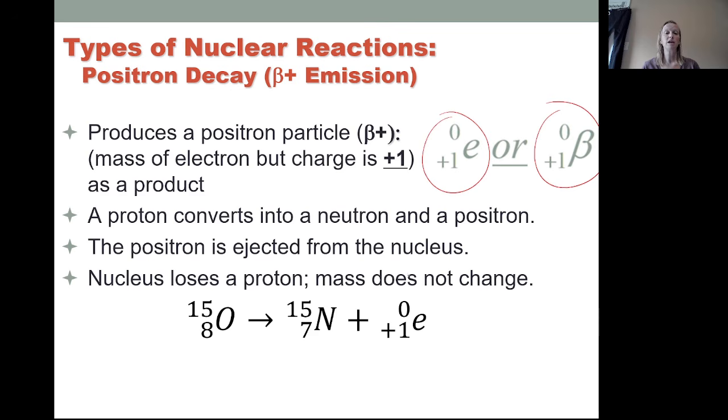Oxygen-15 releases a positron, and the resulting element still has the same mass of 15, but the number of protons, the atomic number, has gone down by 1. And so we now have nitrogen.